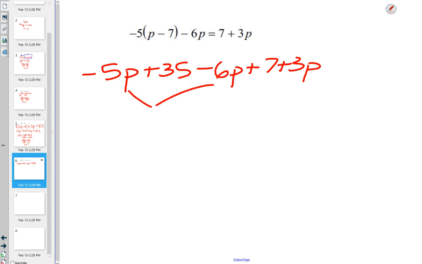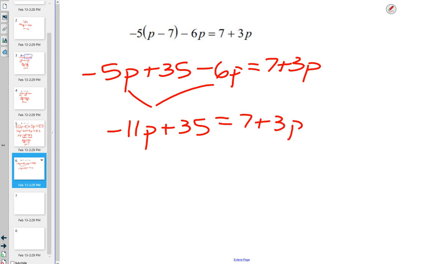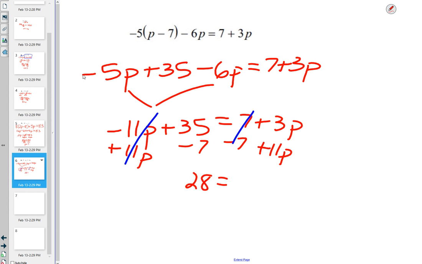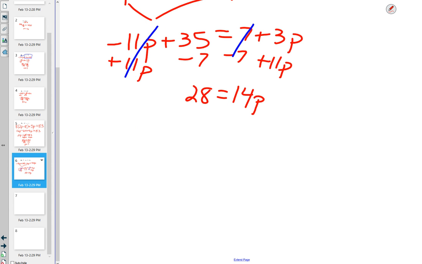Okay, combine like terms. -5 and -6 is -11p plus 35. Oh, I put a plus here. Equals 7 plus 3p. What side do you want to put all the p's on? I like putting them on the right because I already have the negative. So plus 11p. Balance that off by doing minus 7. So 28 is equal to 14p divided by 14.